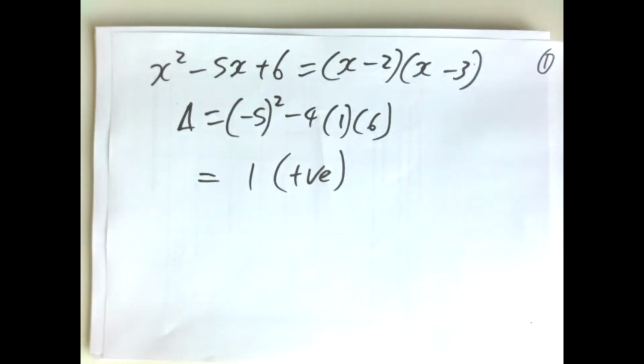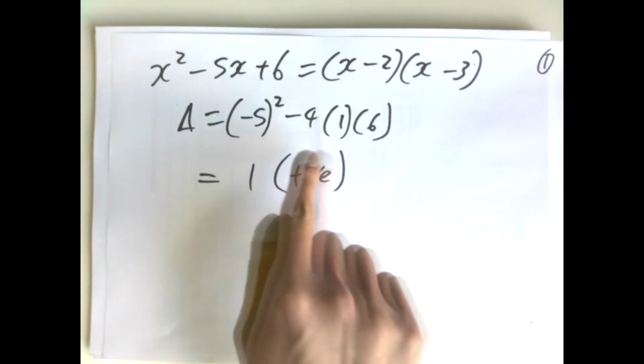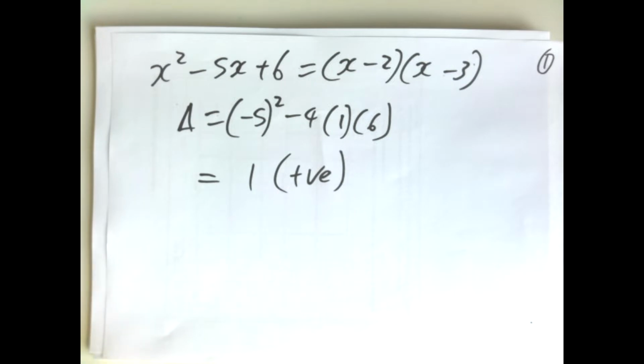We know that we can factorize that into the two factors of x minus 2 and x minus 3, which gives us the two roots of x equal to 2 and x equal to 3. Now, if we look at the discriminant of the quadratic, which is just b squared minus 4ac, we see that there is a positive number, indicating that there are two distinct roots to this quadratic.